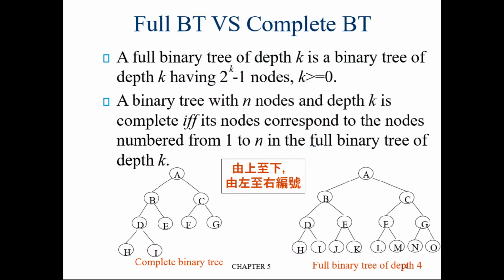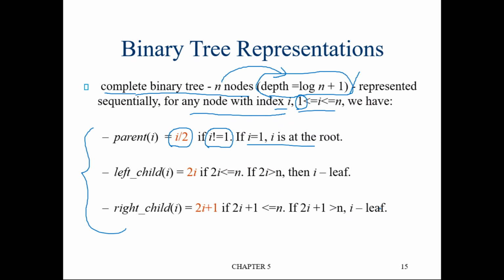For example, if you see this particular tree, this is node 1, this is node 2, this is 3, this is 4, this is 5, this is 6, this is 7. Let us take I as 6, which represents this particular node, the 6th node. So what is its parent? Parent of I is nothing but I by 2. So parent of 6 is 6 by 2, which is nothing but 3. So the parent of 6 is node 3.